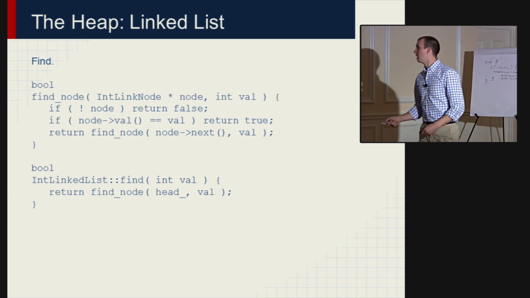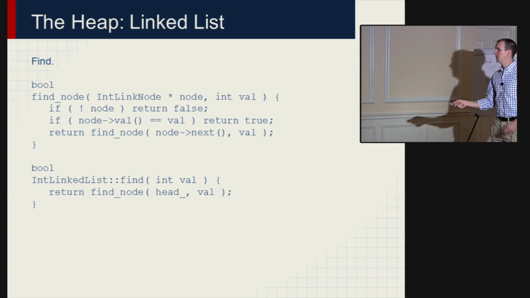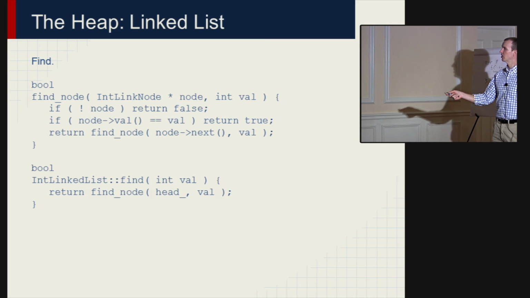All right, so an implementation of this might look like this. So here's the find function that the int linked list class would have. It would call this function find node, giving the head pointer and then the value. This find node function takes a pointer and the value that's being looked for, and says if this pointer is 0, then it's not in the list. We've gotten to the end of the list, and we should stop looking. So return false.